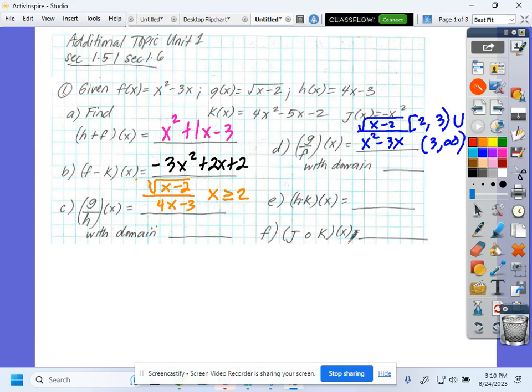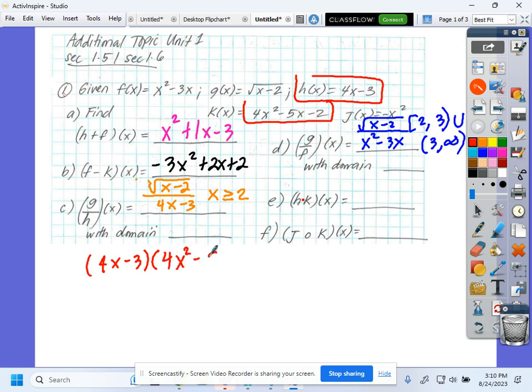Letter E, h times k of x. This time you're going to multiply them. You're going to multiply the h by k. So 4x minus 3 times 4x squared minus 5x minus 2. Simply distribute this binomial.